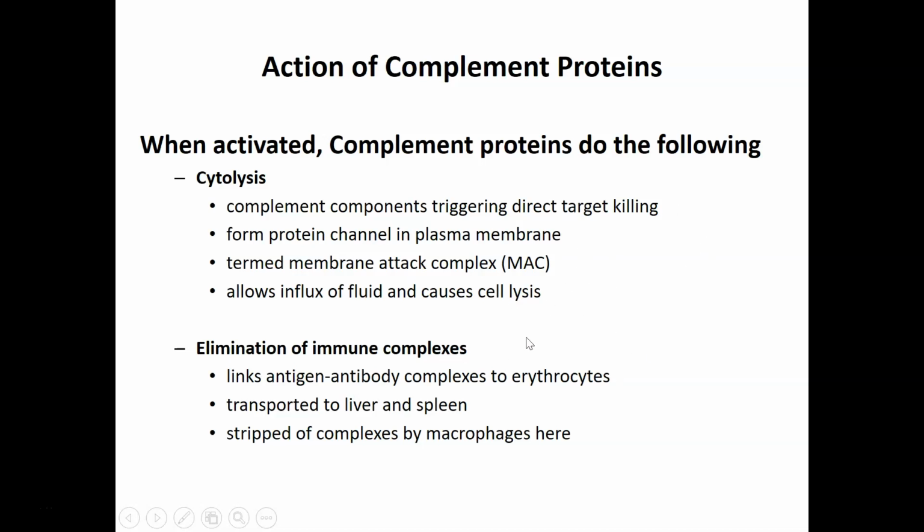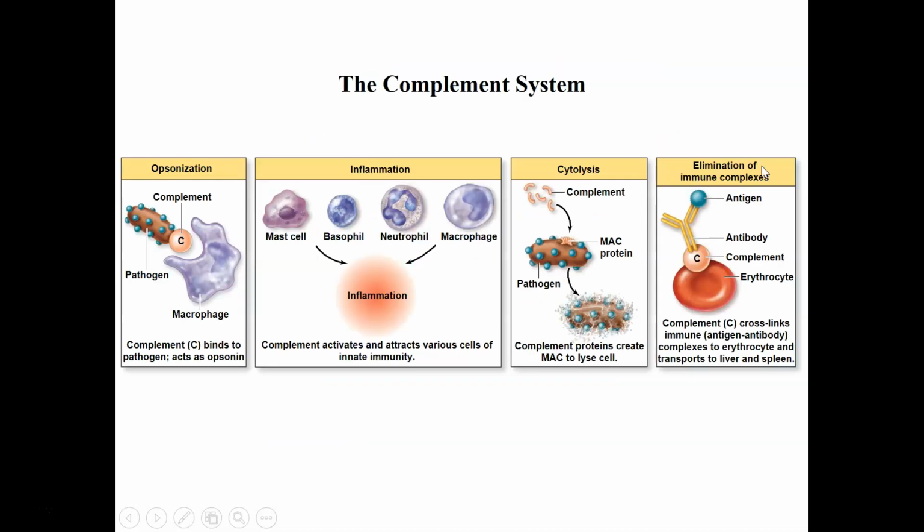A last thing that they do is they help to clean up by complement proteins latching on to antibodies that have bound to abnormal pathogens. And then what happens is the complement attaches this structure to a red blood cell. And when the red blood cell circulates to the spleen, the macrophages in the spleen get rid of it. They basically break it down. So they're targeted for degradation. And those four actions of the complement proteins are illustrated here.